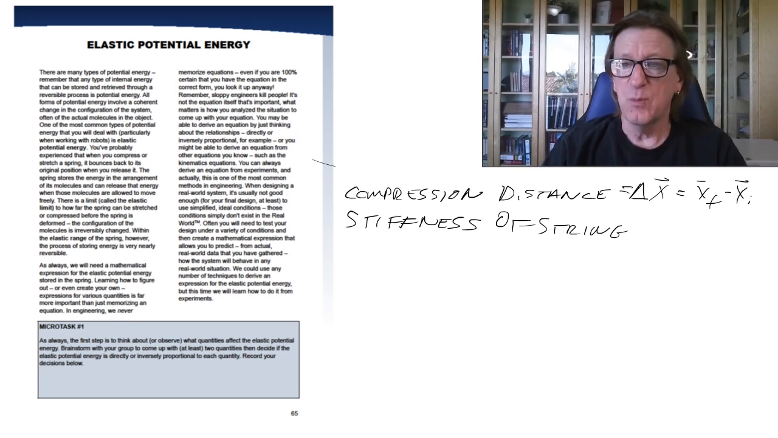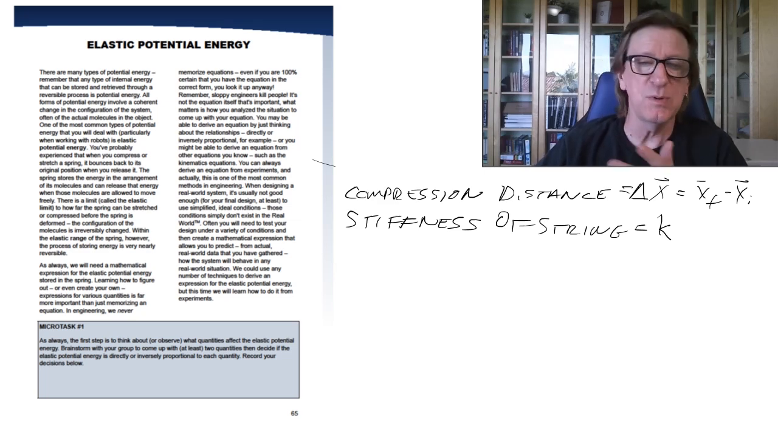Okay. Now we're going to need some sort of a symbol to represent that stiffness. We'll talk about this in a little bit, but for now, let's just assume that it's some constant of the spring. We don't know what it is. We don't know what units it has. But we do know that it's fixed for that particular spring.